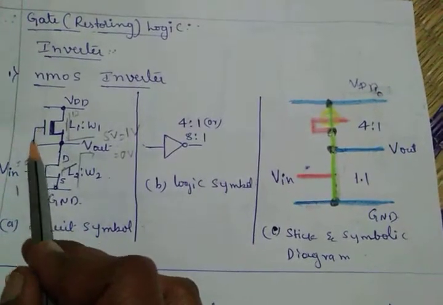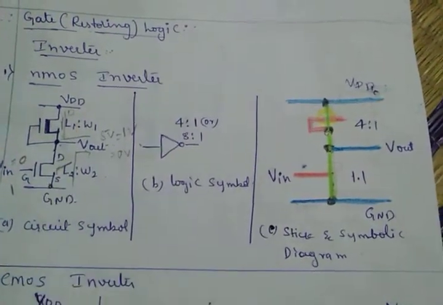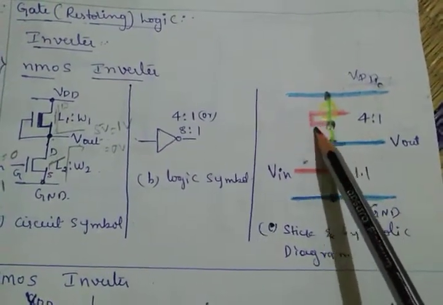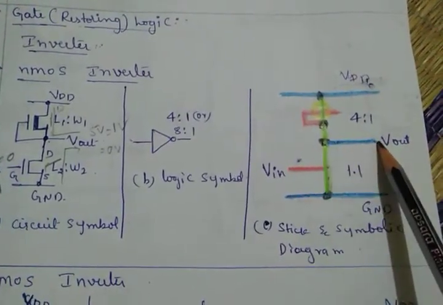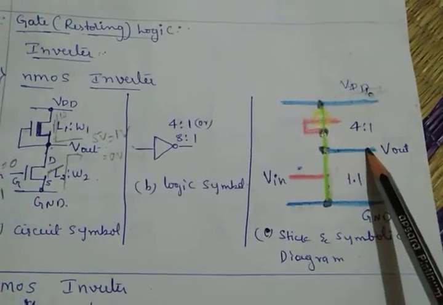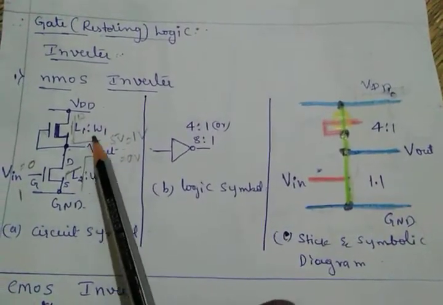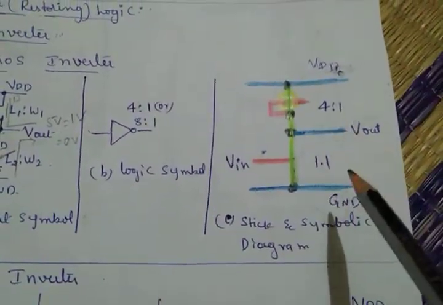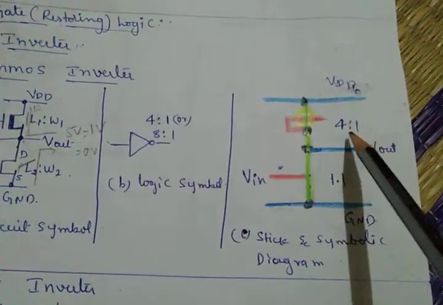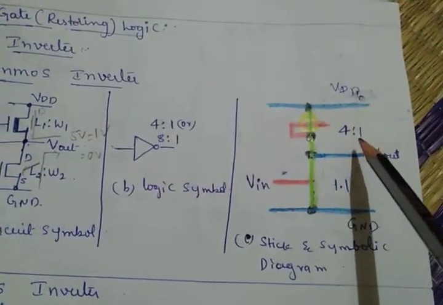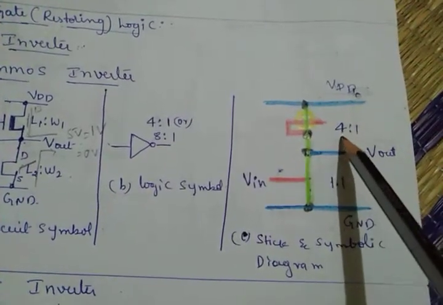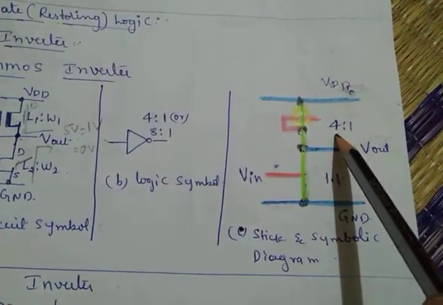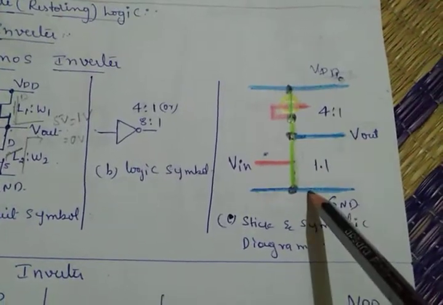This gate is connected to the output. That's why V out, here I'm connecting V out. And here I'm using 4:1 and 1:1. So 4:1 is nothing but length into width. This is the ratio, length by width, that is 4:1 and 1:1 I'm considering.